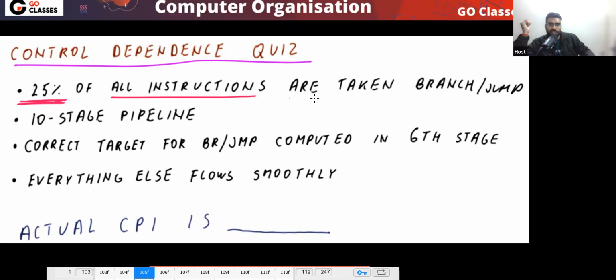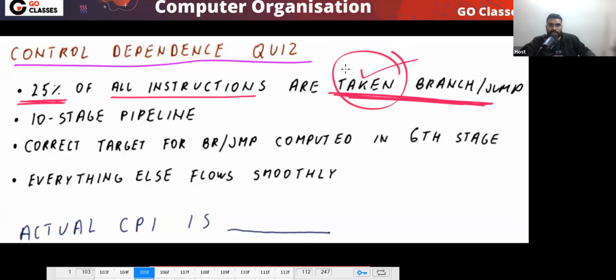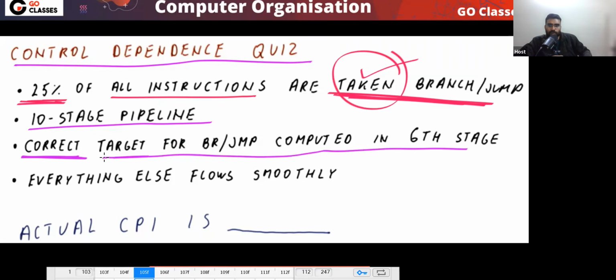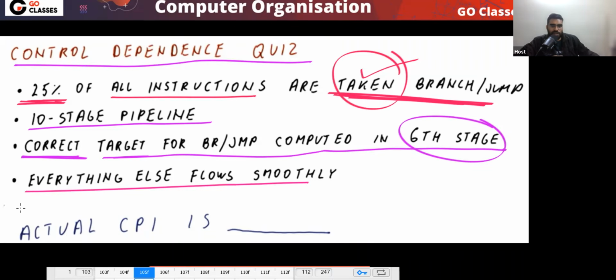25% of all instructions are taken branches. The question is telling you that 25% of all instructions are taken branches. You have a 10-stage pipeline. The correct target for the branch is computed in the 6th stage. Everything else is smooth. What is the actual CPI?